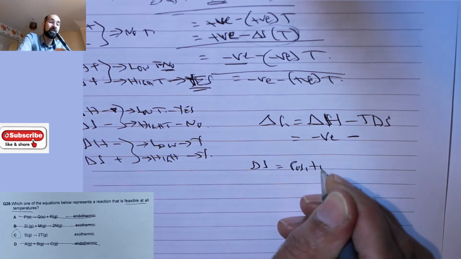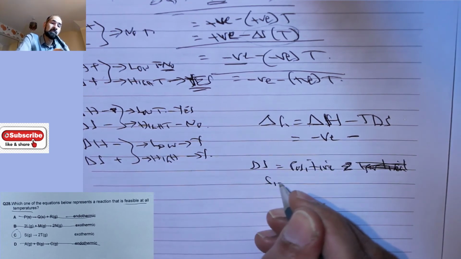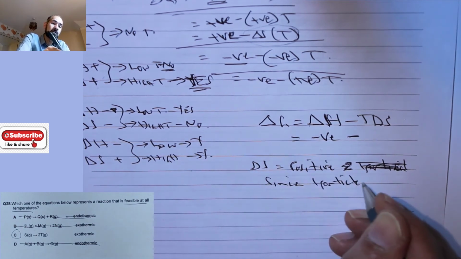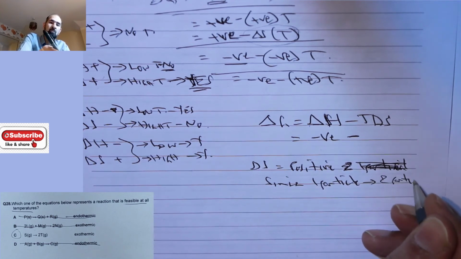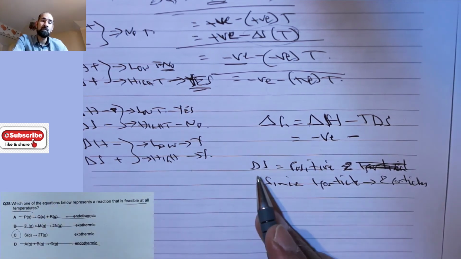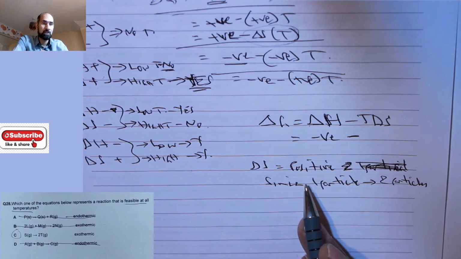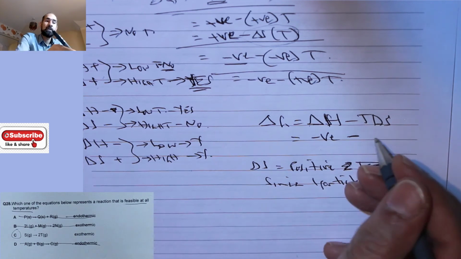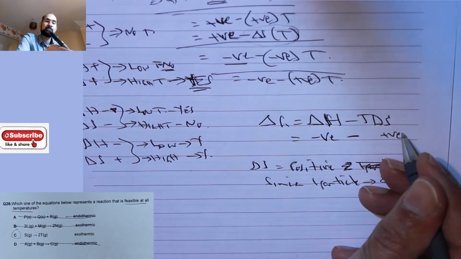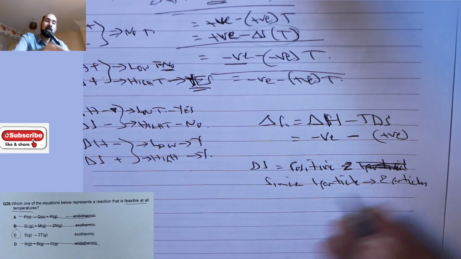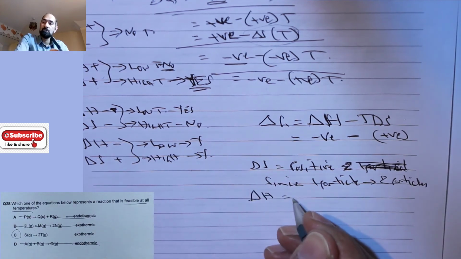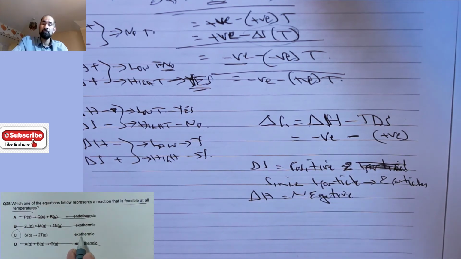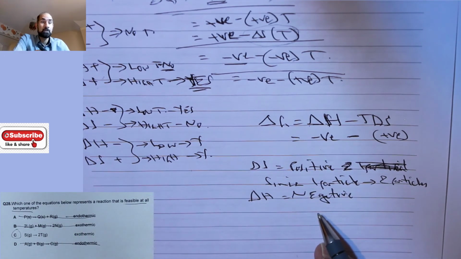Then the entropy is positive, put it down, positive, since 1 particle goes to 2 particles, or moles, or whatever you want to say. So delta S is positive, and I'm putting that down in the actual exam question. Delta H is negative. Even though they've given you in the question that it's exothermic, I'm putting it in terms of symbols: it's negative.